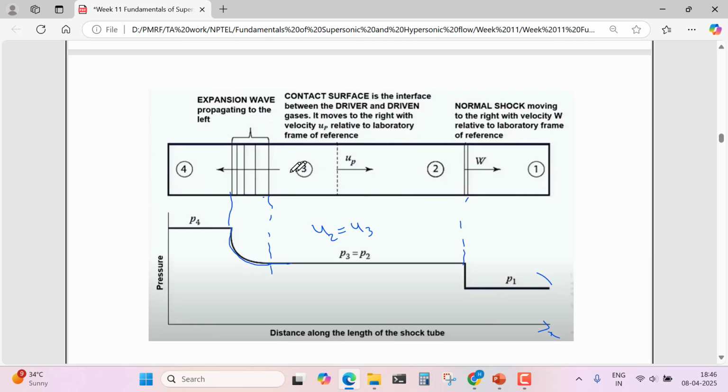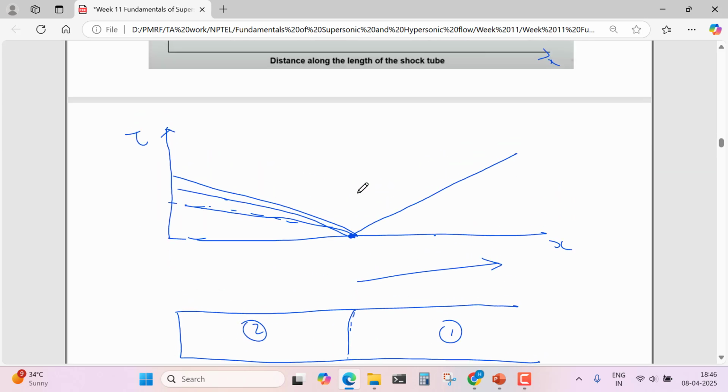Expansion fan is moving in the left direction. And there is one contact surface also, which is moving in the right direction. This is the contact surface. This is the normal shock. And this is the expansion fan. And after it will reflect from the wall, and it will be like this.